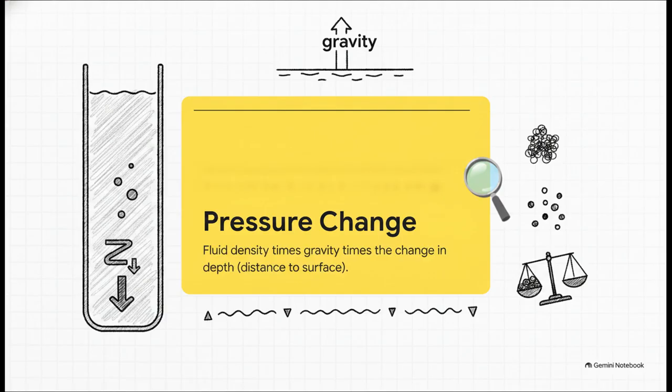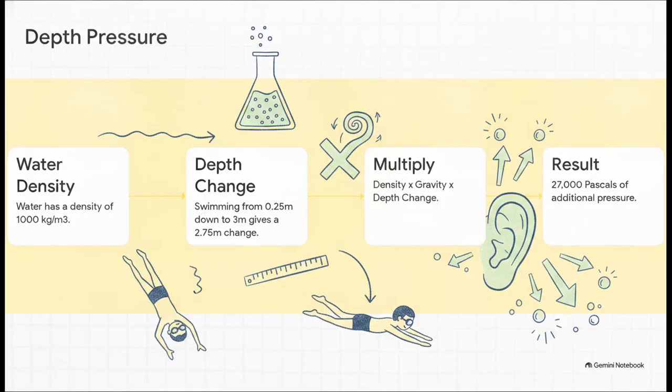This means pressure increases based strictly on 3 variables: the fluid's density, the downward pull of gravity, and the depth of the fluid column. In physics equations, we define this as P equals rho times g times h. Let's put some numbers to that swimming pool example.